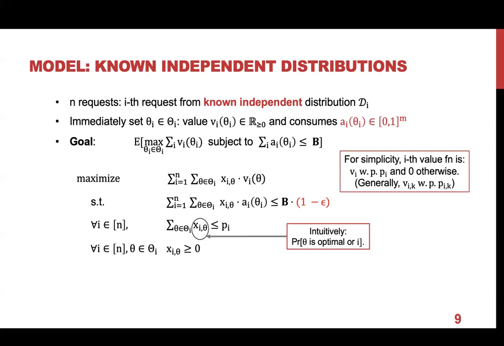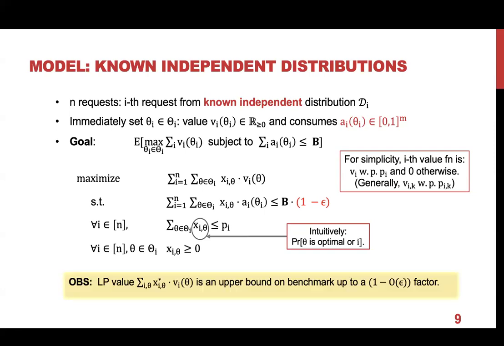And so the simplest observation is that this LP is immediately an upper bound on the optimum, the expected hindsight optimum, up to this 1 minus epsilon factor, because I've scaled down the budget by 1 minus epsilon. And everything is linear, so scaling down the budget by 1 minus epsilon hurts your value by at most, again, a 1 minus epsilon factor. So up to this 1 plus minus epsilon factor, this gives you a right bound on the optimum.